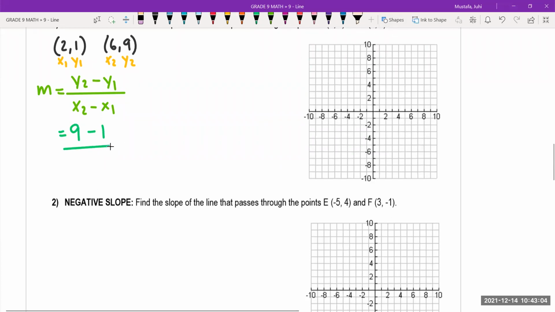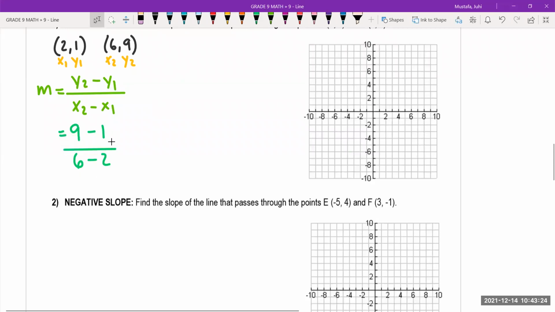Okay, now I'm going to do the same thing with my x's. So which one of these numbers represents x2? You just say it out loud. Yep, it's just going to be a 6. Then the minus sign. And then which one of these numbers represents the x1? 2. Good. That's not too bad, right?